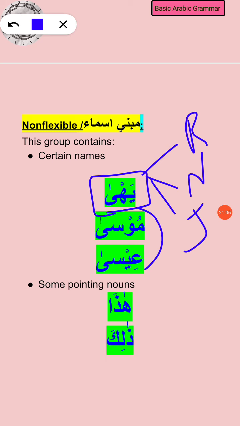Similarly, we have some pointing nouns such as haza and zalika. Haza means this, we already know about it, and zalika means that. Okay, so these are some of the terms. Similarly, there are some other words such as kubra, husna. All right, so all of these are your mabni asma and not flexible because their rafa, nasab, and jar forms are similar or rather identical.